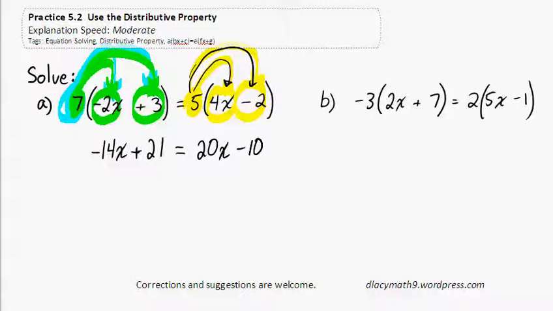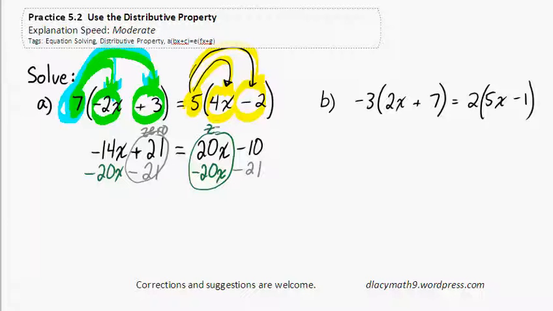This equation, though complex, is much less complex than it was at the start. I will carry on by subtracting 21 from both sides, thus making a 0 right here. I will also subtract 20x from both sides, making a 0 there as well. And when I work this out, it will be a much simpler looking equation.